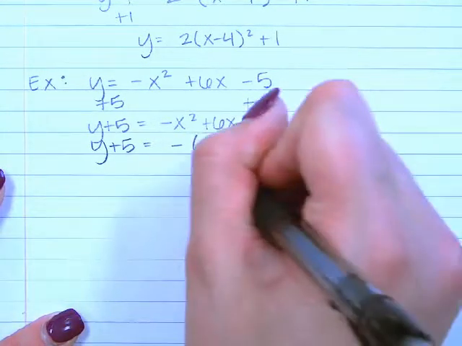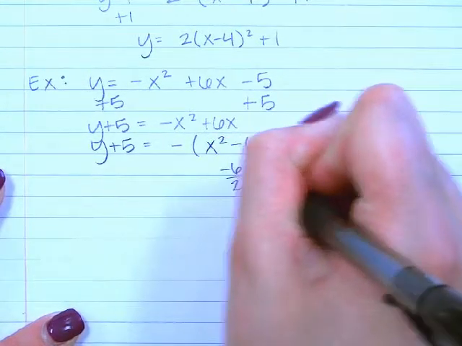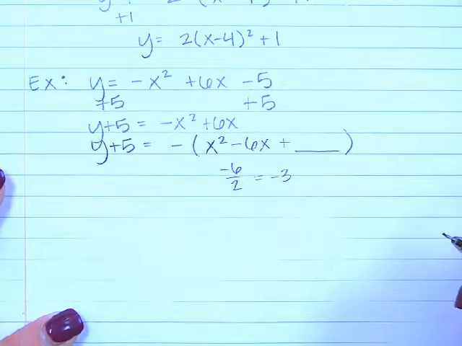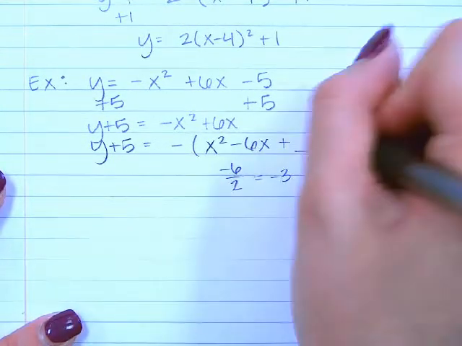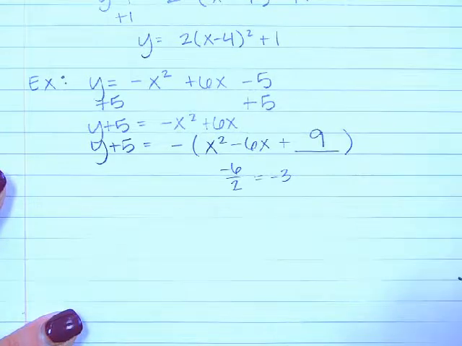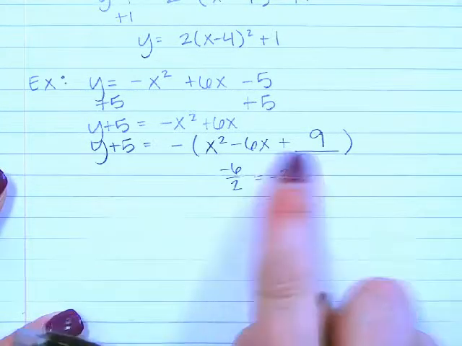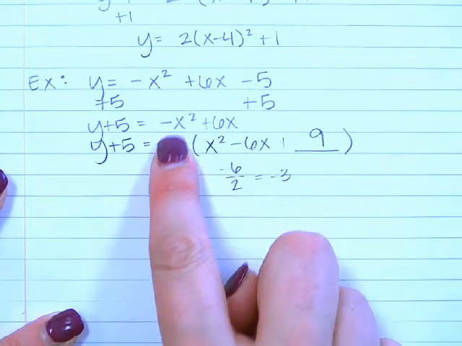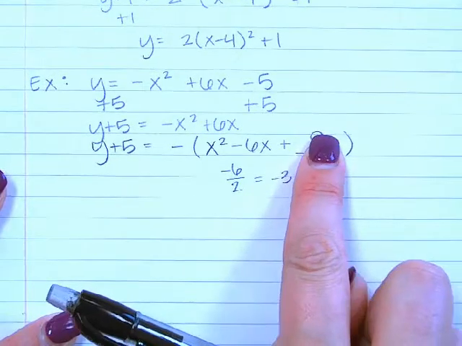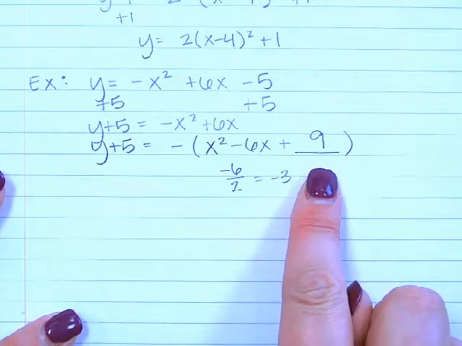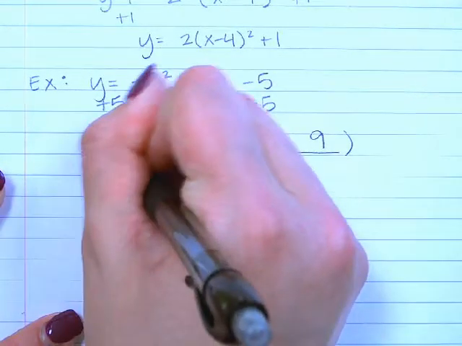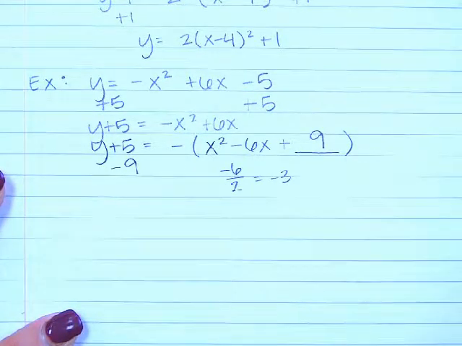So I'm going to do negative 6 divided by 2 is negative 3. Negative 3 squared is 9. So 9 is the number that would complete the square. And then I have to make sure that whatever I did, I do to both sides. And this really wasn't a plus 9, it was actually a negative times 9.